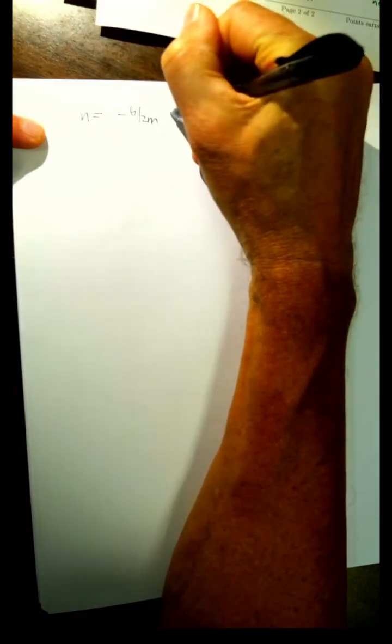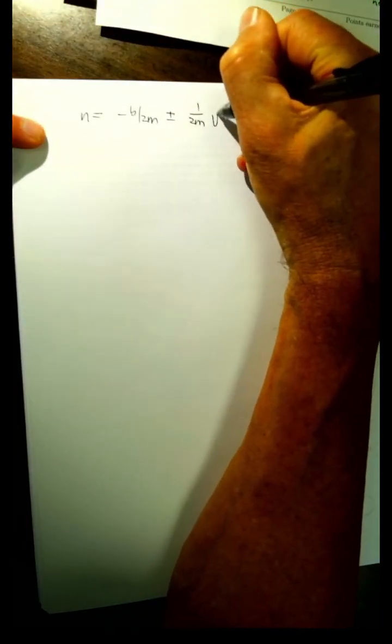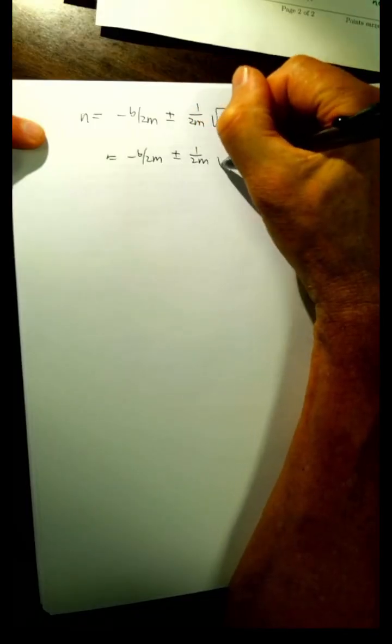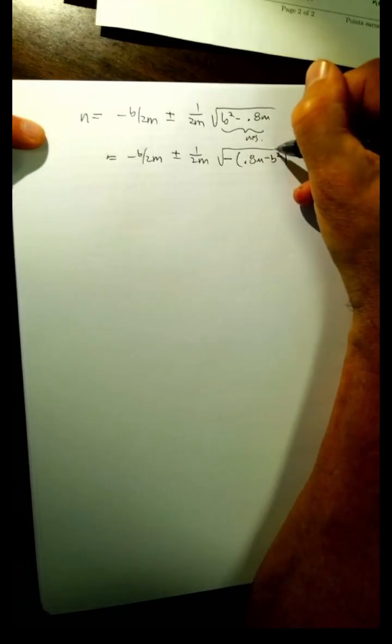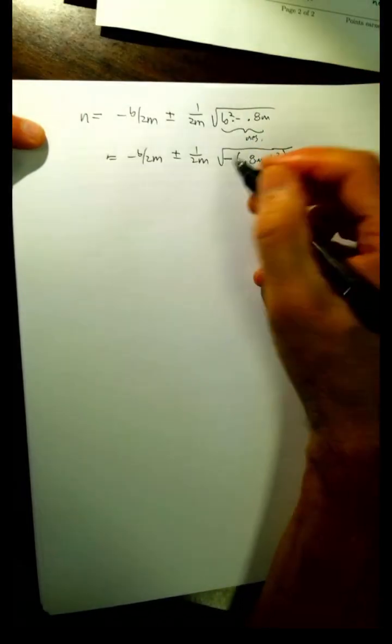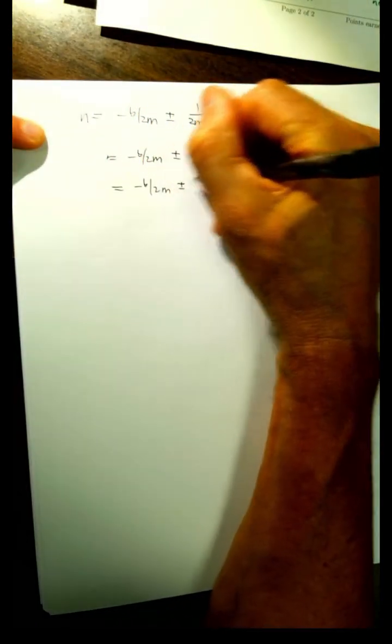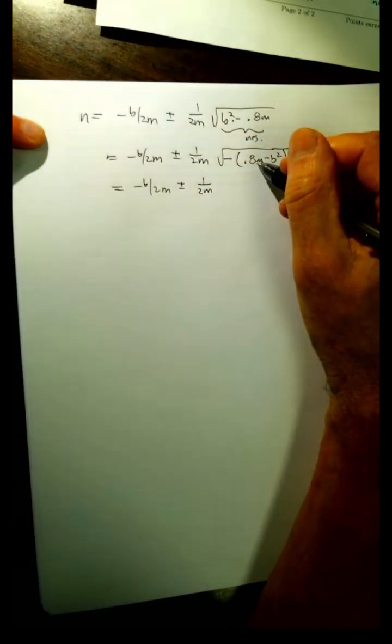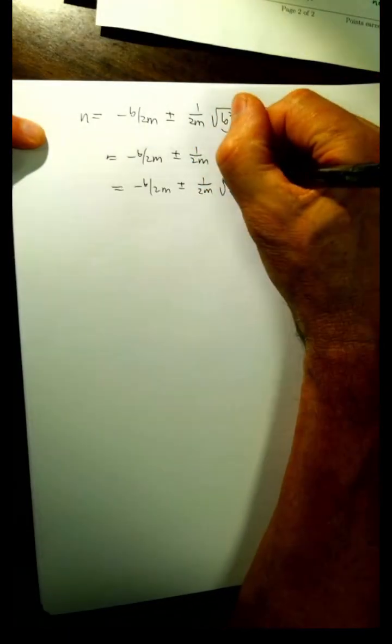So what do I have? I have n is minus b over 2m plus or minus 1 over 2m square root of b squared minus, now I have 4 times 0.2, which is going to be 0.8 m. I know that's negative. Right, if it's not negative, I won't have oscillations. So let me factor out a negative 1. So now this is equal to that after I factor out the minus 1. And this 0.8m minus b squared is going to have to be positive if I want to get oscillations.